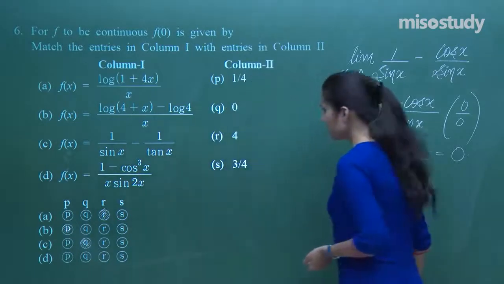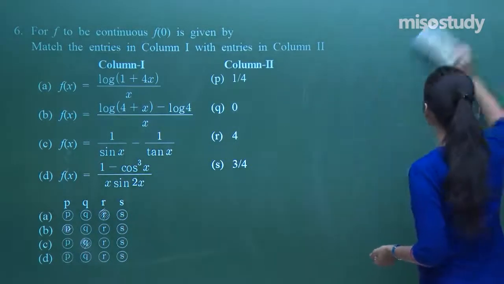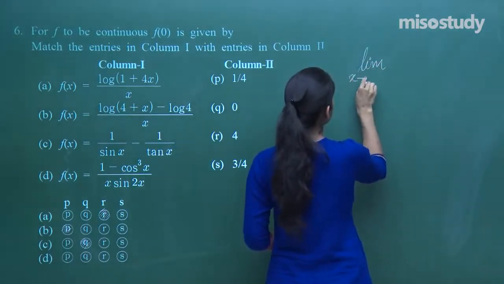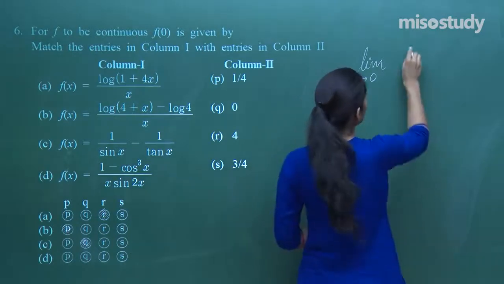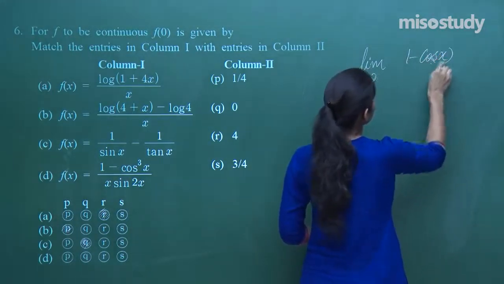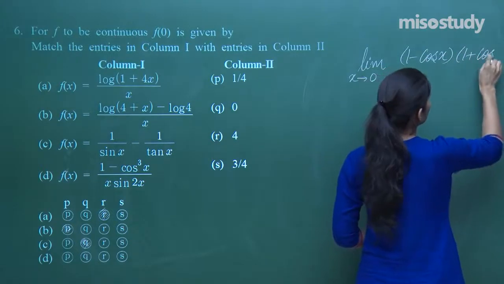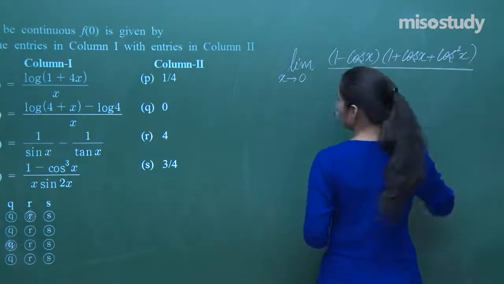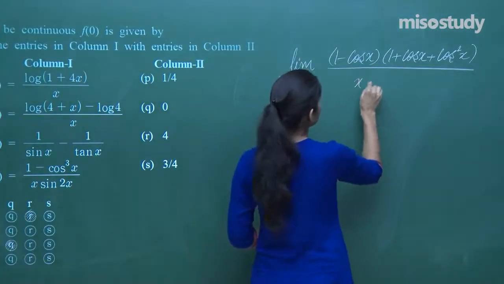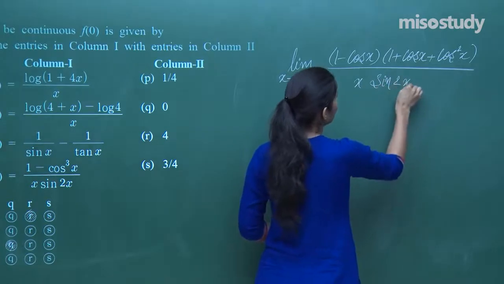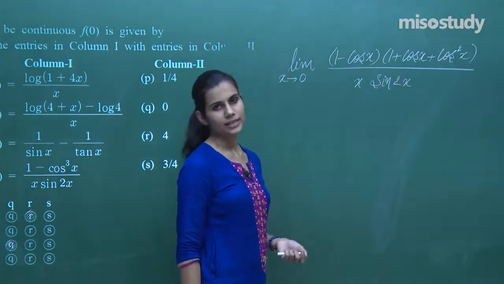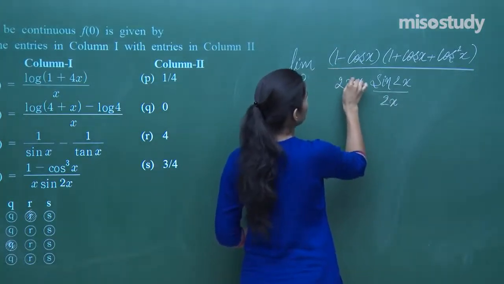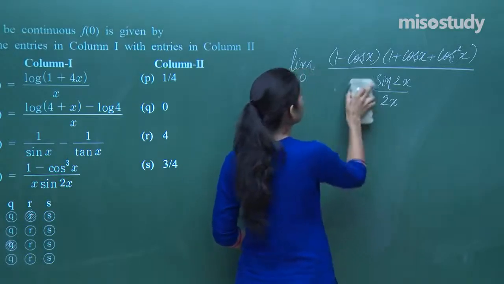Then you have the last one, 1 minus cos cube x upon x into sin 2x. Let's see. 1 minus cos cube x, a cube minus b cube. 1 minus cos x, 1 plus cos x plus cos square x, whole upon x into sin 2x. Now I know sin 2x by 2x is 1 as x approaches 0. So I want 2x over here, so I will be multiplying also by 2x. This is going to become 2x square.